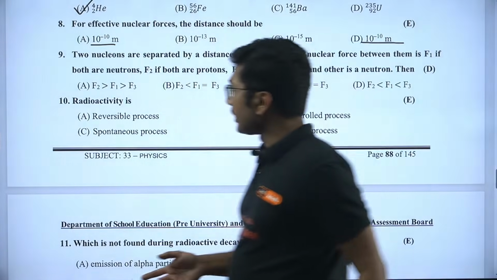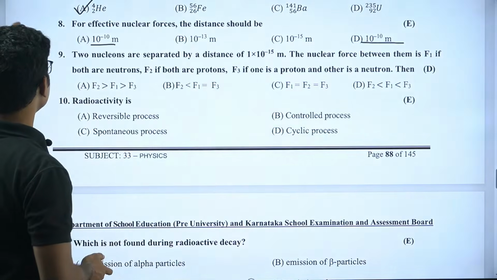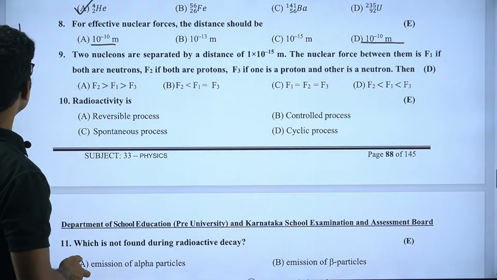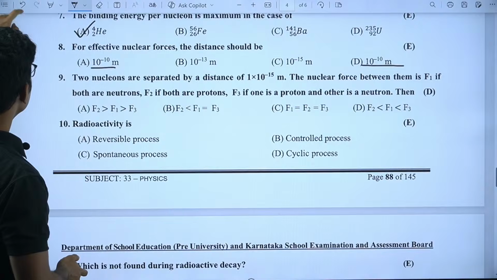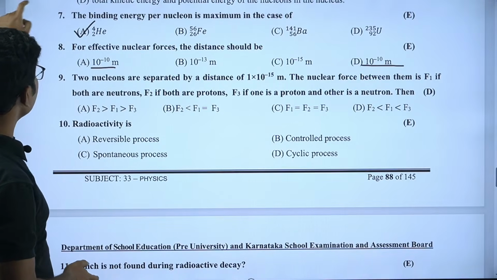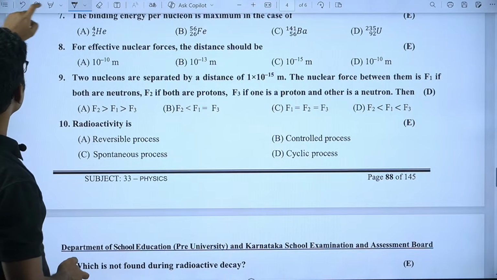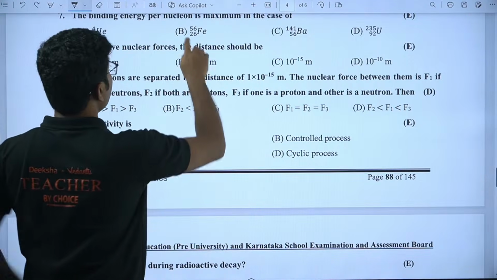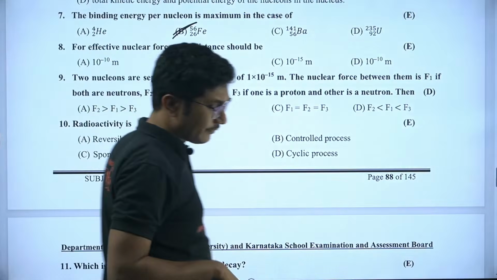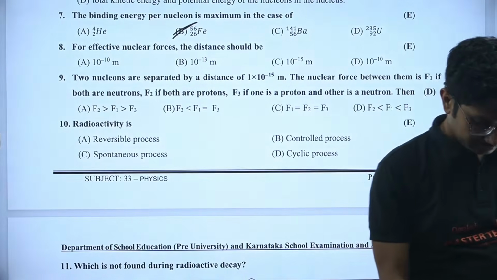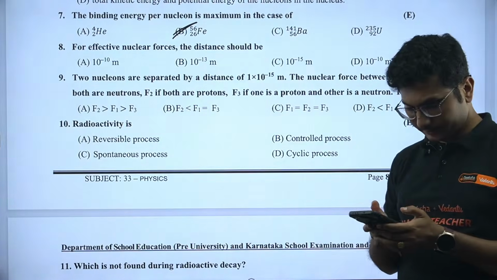7B is actually correct, not 7A. Sorry, my mistake. Even though helium is one of the stable atoms, its binding energy per nucleon is not that high as compared to Fe. Okay, actually it will be Fe. Sorry, it will be Fe. Okay, not helium.